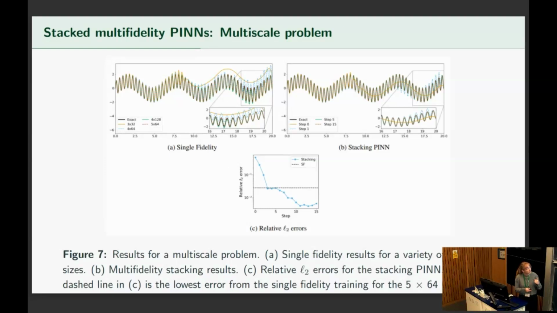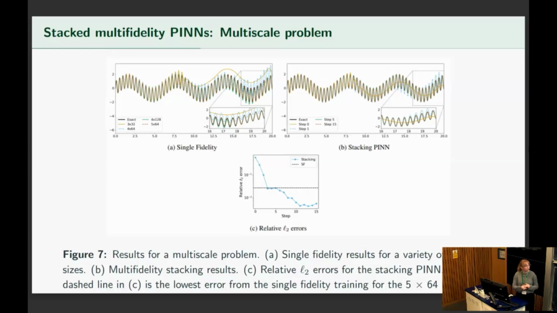But when we apply our stacking method, it's much more reliable in the long term. This plot is for the relative L2 error, and this black line represents the lowest error that we are able to get with a single fidelity PINN. After 4 stacking steps, our error is consistently below the best we could do with a standard PINN. So again, this is just one method that you can use to help a machine learning method do a bit better for a multi-scale problem.